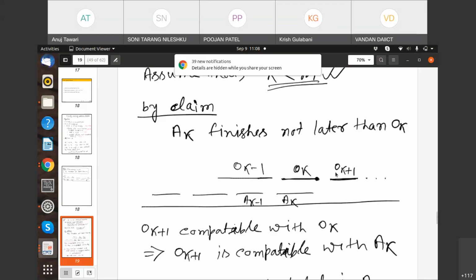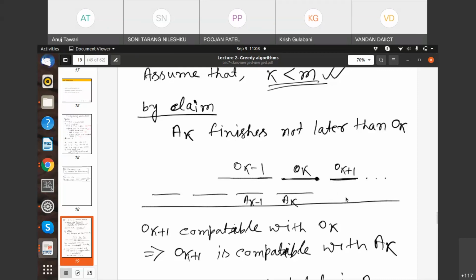How will you prove that this K plus 1 does not exist? Sir, job K and K plus 1 will intersect. K and K plus 1 will intersect.